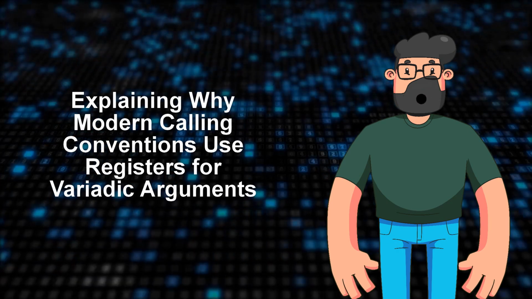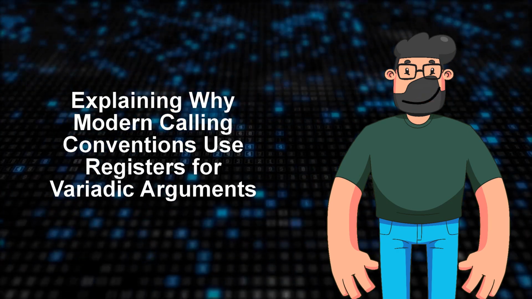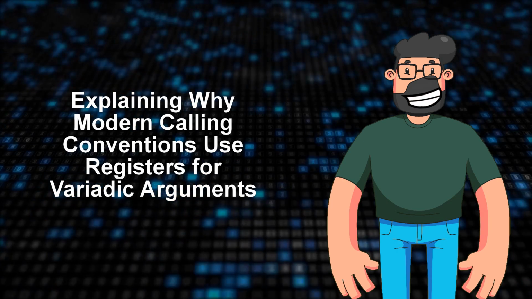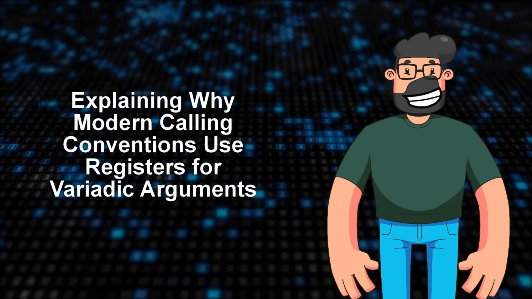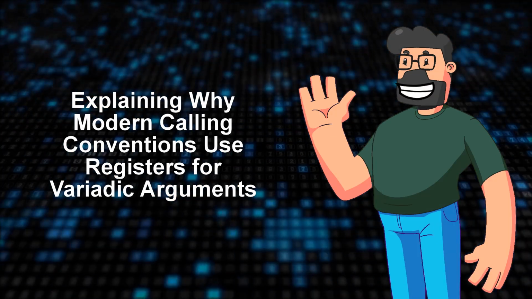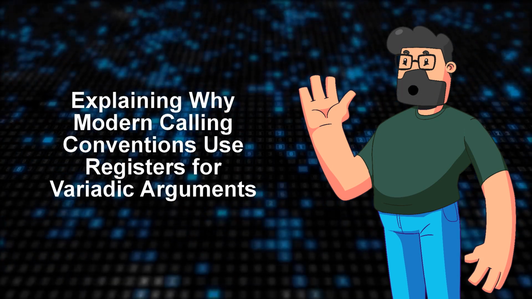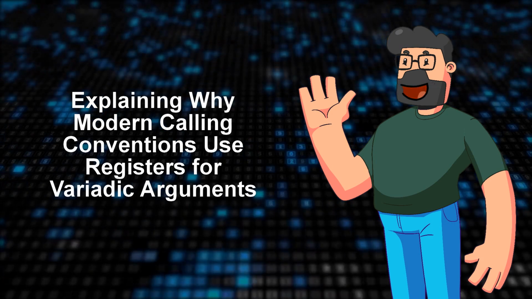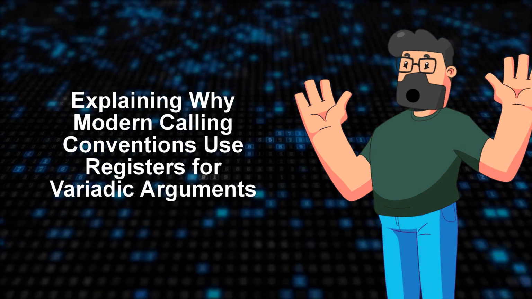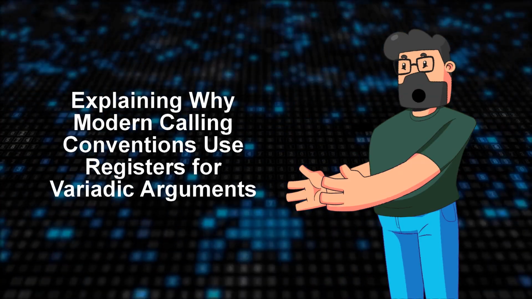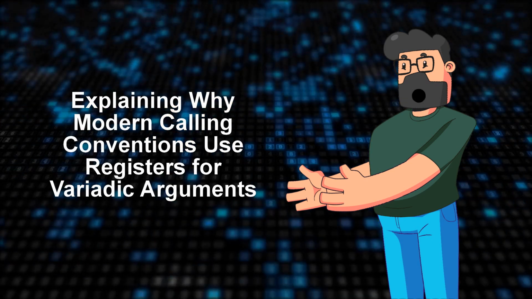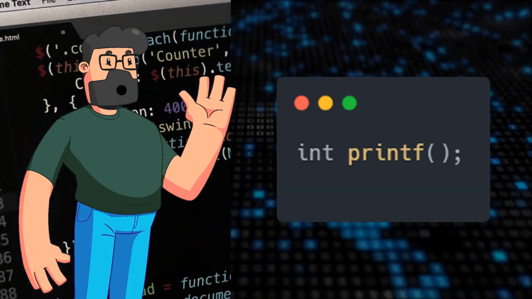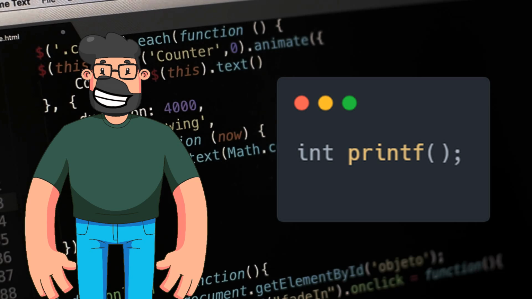Welcome to today's video where we're going to dive into a common problem faced in modern calling conventions when dealing with variadic functions. The problem arises when we look at calling conventions like x86-64 SysV style and AArch64 style, where variadic arguments are passed in registers just like other arguments, leading to a rather complicated and resource-wasting implementation. Now, let's delve into the solution to this problem.